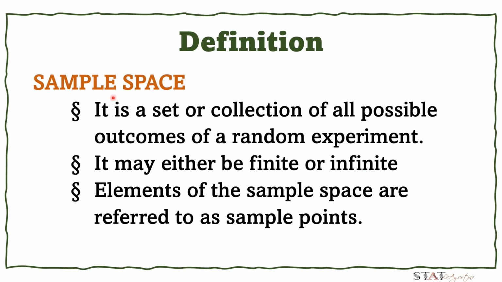So let's define sample space. It is a set or collection of all possible outcomes of a random experiment. It may either be finite or infinite. Elements of the sample space are referred to as sample points. Just like in our previous example in rolling a die, we can have the 1, 2, 3, 4, 5, 6 faces or dots, and the outcome, let's say for example 1, is an example of a sample point. So in other words, elements of the sample space are referred to as sample points.